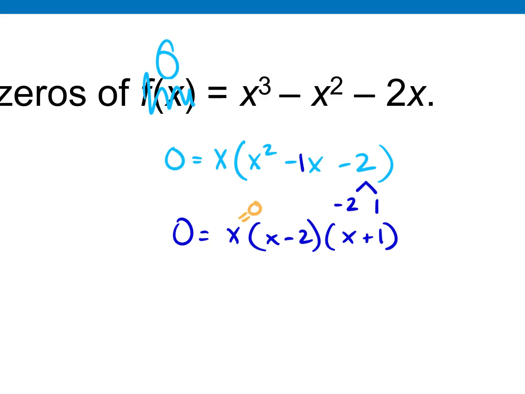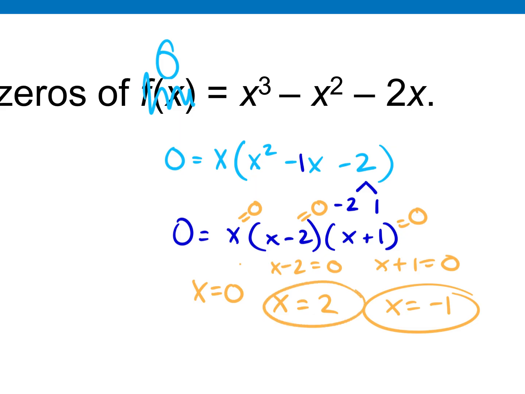Set them all equal to 0. Don't forget, x is equal to 0. There was a question similar to this one on the test. I don't know if it was on your version or not, but a lot of people forgot about that x equals 0, so they missed out on one of the answers. So we have x equals 0, x minus 2 equals 0, and x plus 1 equals 0. So x is equal to 0, x is equal to what? 2 and -1. So those are 3 zeros.